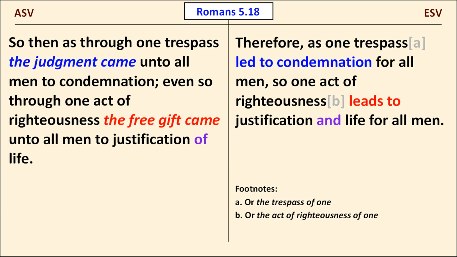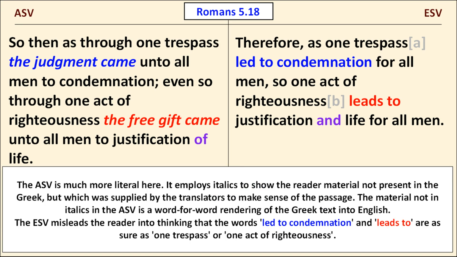Returning to Romans, we'll briefly examine a verse in a passage in which Paul contrasts Adam to Christ. We'll focus on the material that the ASV prints in italic type. The ASV is much more literal here. By employing italic type, it shows the reader material not present in the Greek, but which was supplied by the translators to make sense of the passage. The material not in italics in the American Standard Version is a word-for-word rendering of the Greek text into English.